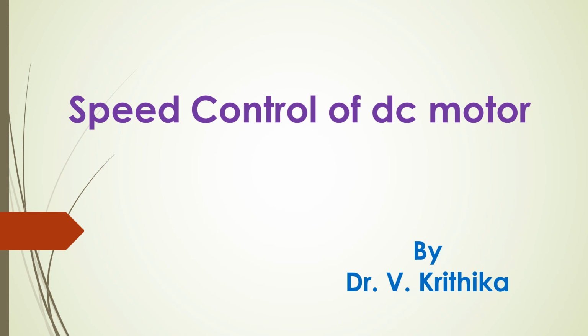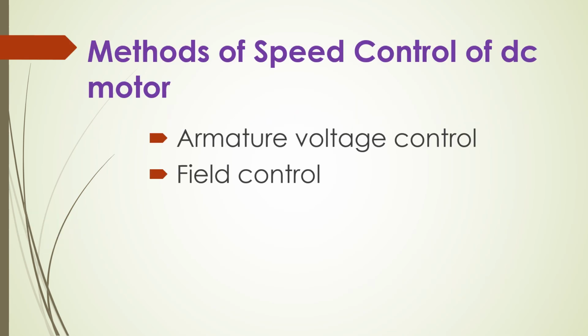Hi all. In this video, I am going to explain the speed control of DC motor. Generally, a DC motor can be a shunt motor or a series motor. Let us consider a shunt motor. With that assumption, we'll carry on with the further slides.